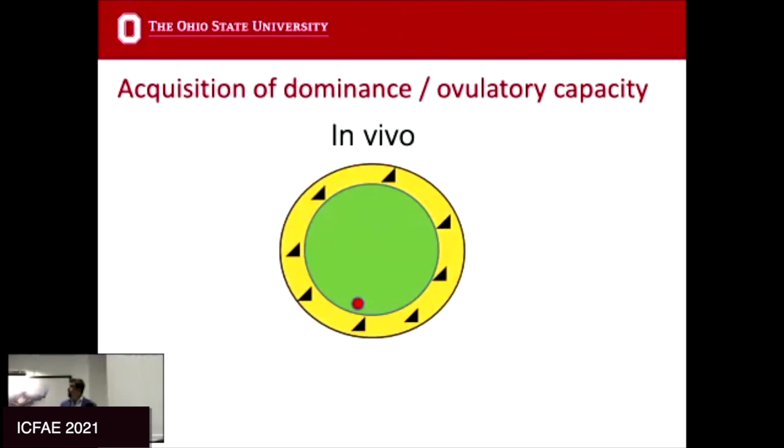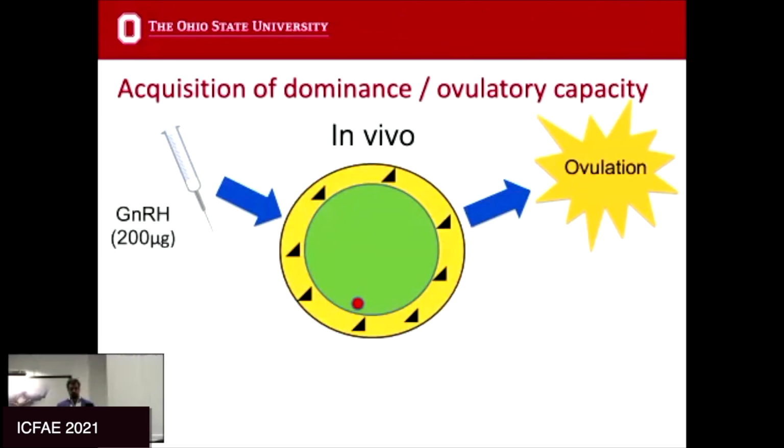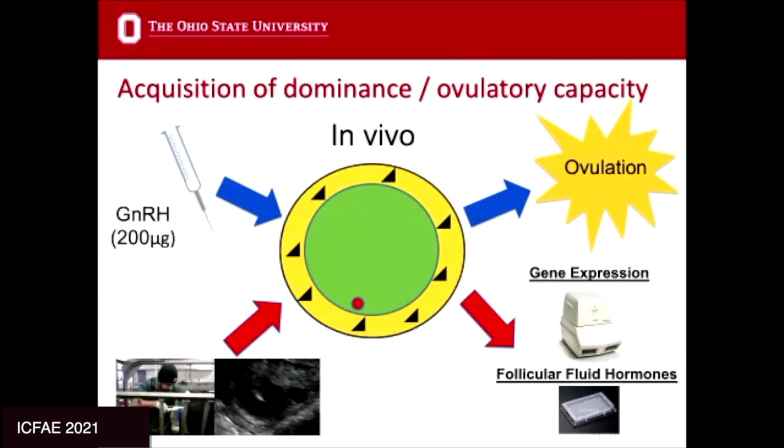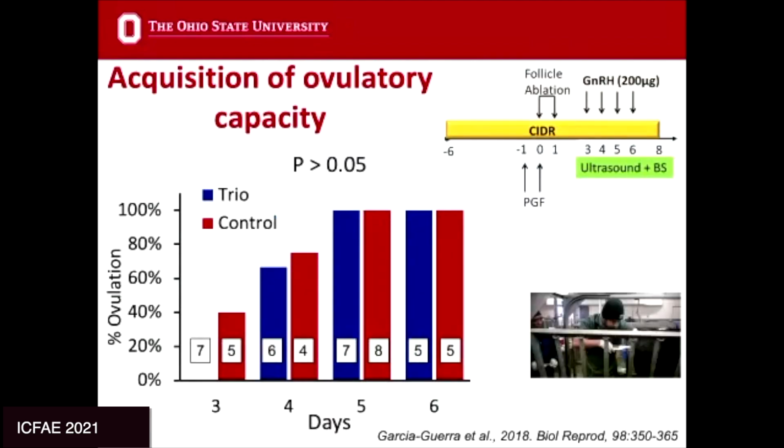In order to do that, we took two different approaches. The first one was to evaluate ovulatory response after providing a large ovulatory stimulus through injection of GnRH. The reason we do this is because the hallmark of dominance is the acquisition of ovulatory capacity. The second approach was collecting granulosa cells and follicular fluid from follicles and evaluating some of those markers that had been previously identified for dominance, whether through gene expression for granulosa cells or follicular fluid hormones.